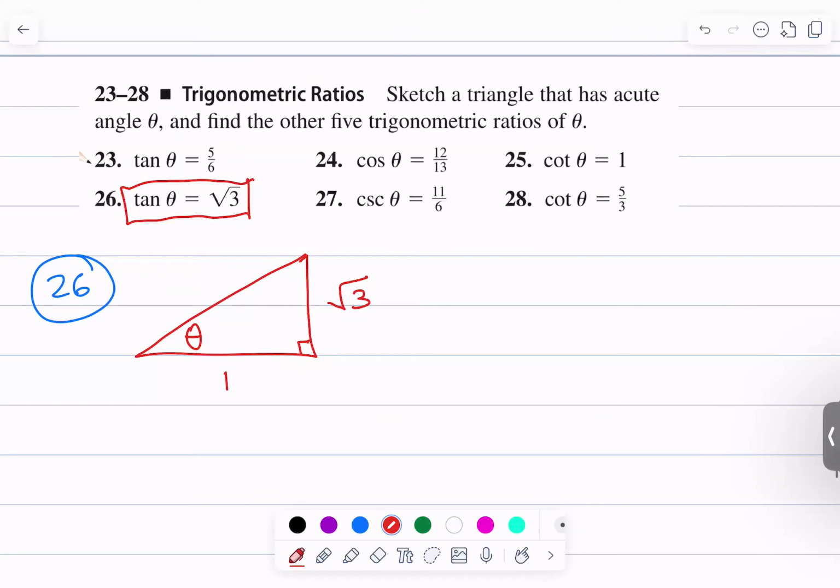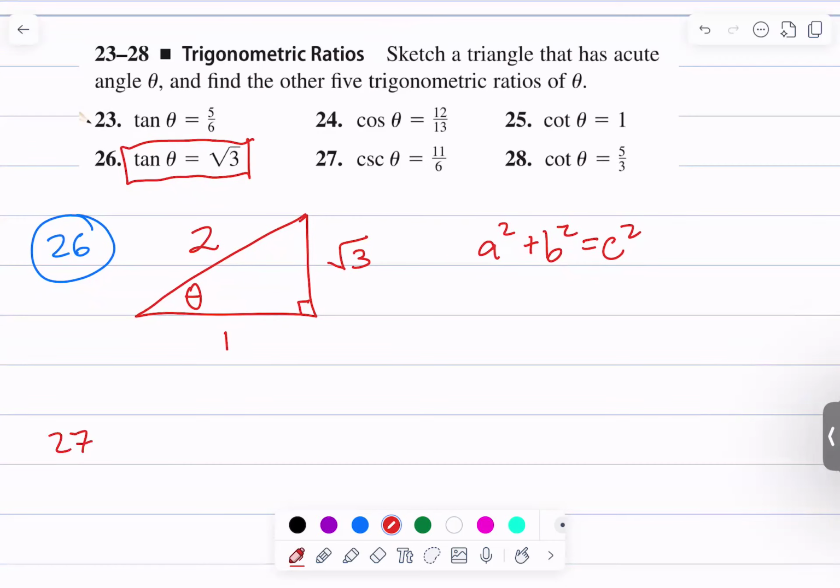Remember, the Pythagorean theorem is a squared plus b squared equals c squared. We have our a and our b. We have to figure out what c is, right? And c is your hypotenuse. Or we can remember the special right triangles we just covered. If it's 1, square root of 3, what's the other side? 2. And then from this triangle, you can figure out all 5.